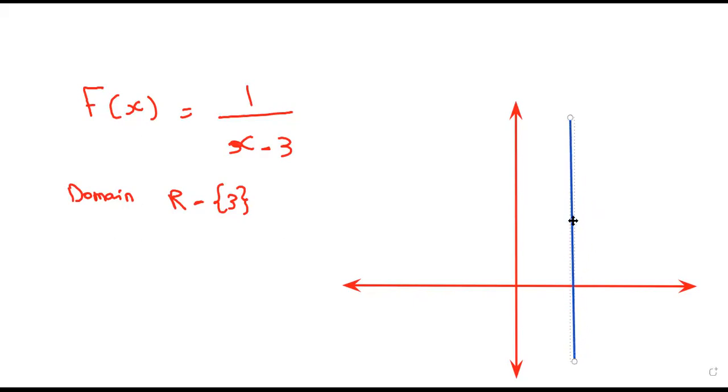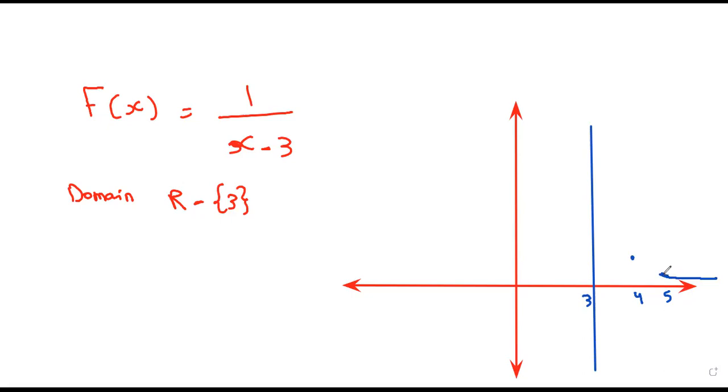When x equals 3, we couldn't find the value. What about something like 4? We are going to take 4, so you will get 1. What about 5? You will get half. What about 6, 7? You will find that we have a curve, decreasing, but this curve doesn't cross the x-axis.